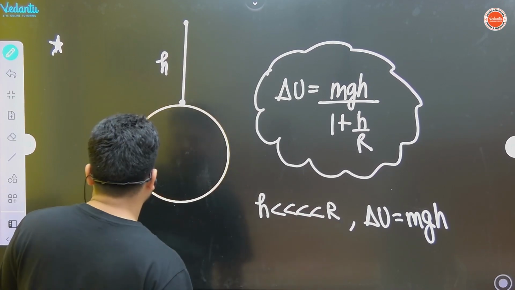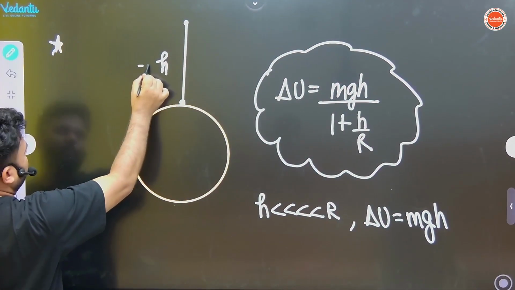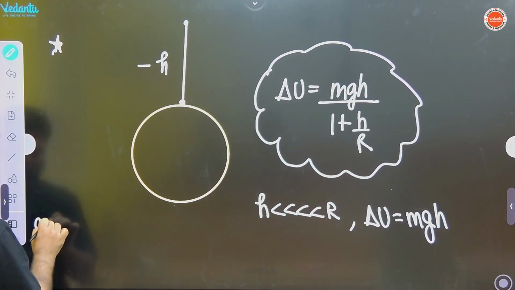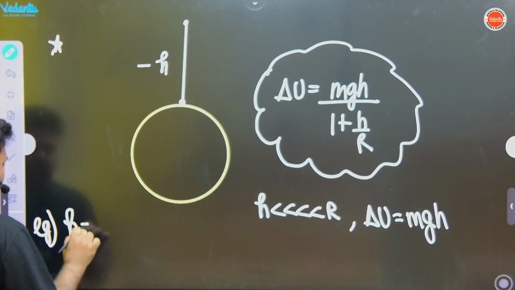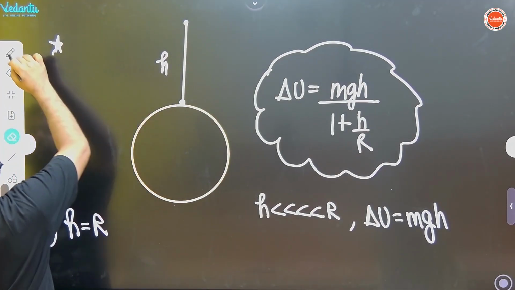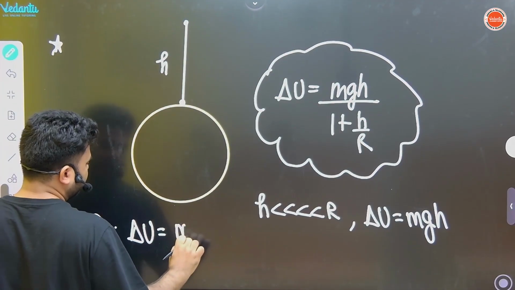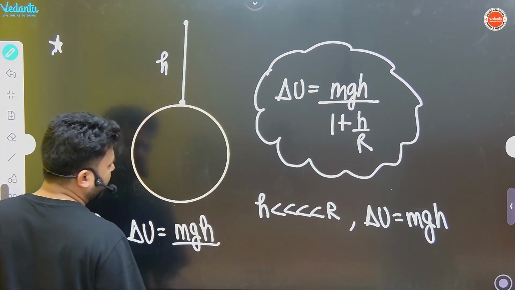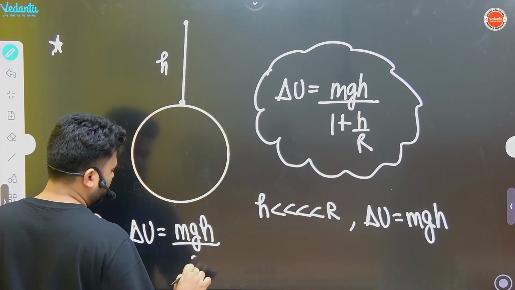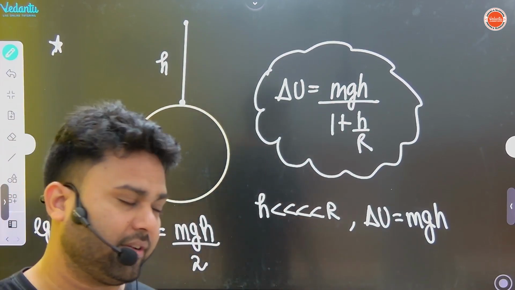But if someone asks that you have lifted one object to a height equal to the radius of earth, this much height you have lifted, then what is the change in potential energy? What is the answer? mgh divided by 1 plus h by r, that is 1 plus 1, 2, so mgh by 2, not mgh. So remember this, very important.